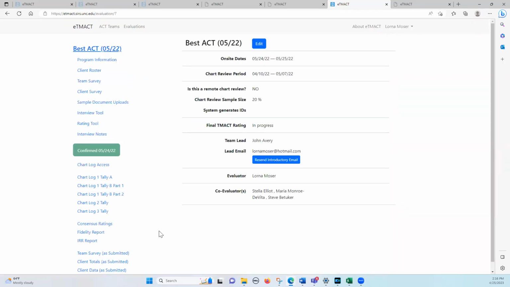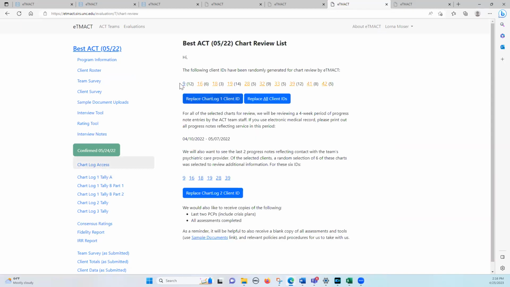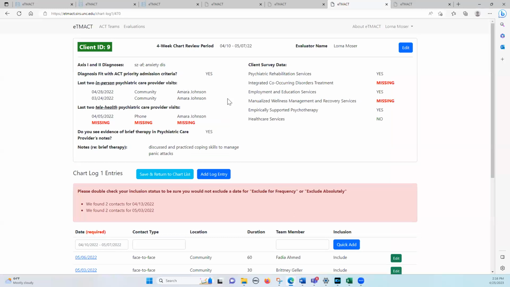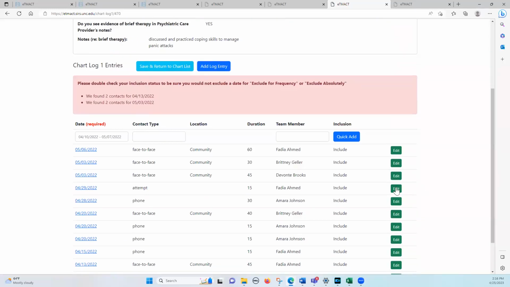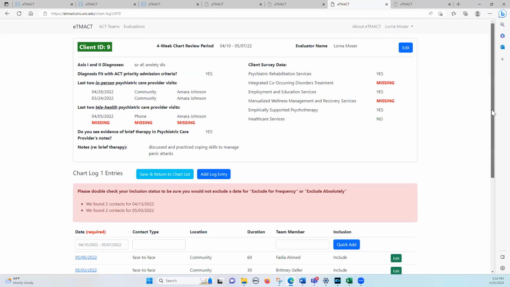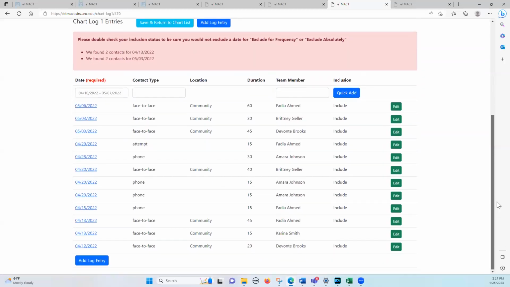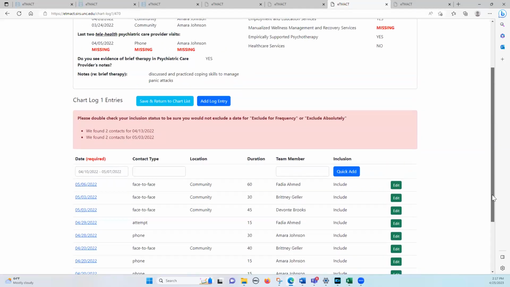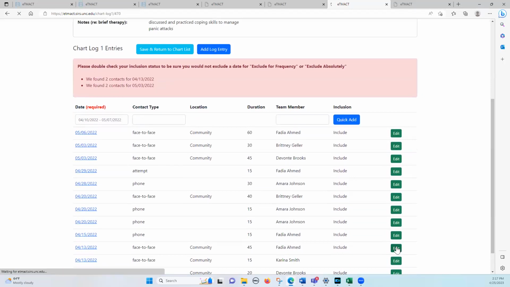Now, I want to point you to something that we brought up in another review or training video, and that is, unlike the standard paper-based TMACT, we built into eTMACT this question around manualized wellness management recovery services and informal, non-manualized peer support services. The reason we needed to do that is to be able to capture and credit where the peer is clearly doing work that reflects the peer, but is not necessarily manualized.